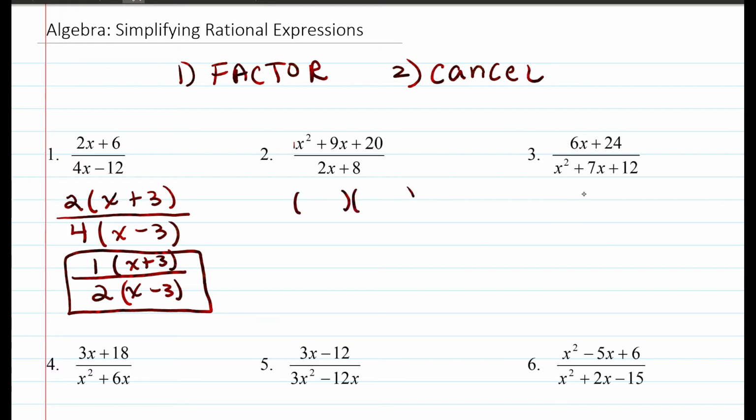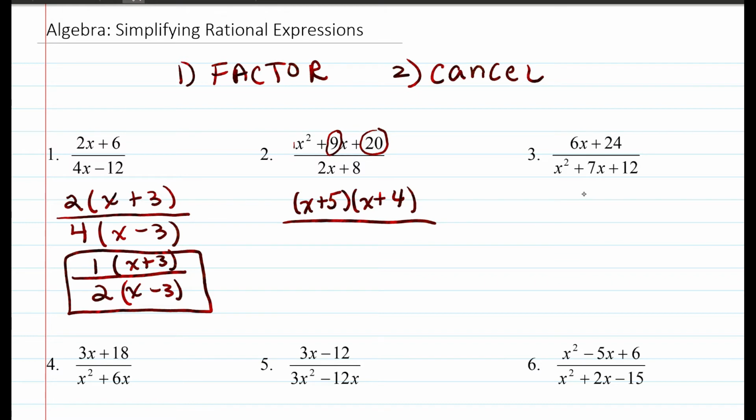So for myself, I make 2 sets of parentheses, put an x in each one. I'm saying to myself, what times what makes 20? And those same 2 numbers have to add up to 9. So for me, it will be 5 and 4. 5 times 4 is 20, and 5 and 4 will make 9. Now it's just a matter of putting the correct signs in and making sure the signs work. Positive 5 and positive 4 make positive 9. Positive 5 times positive 4 make positive 20.